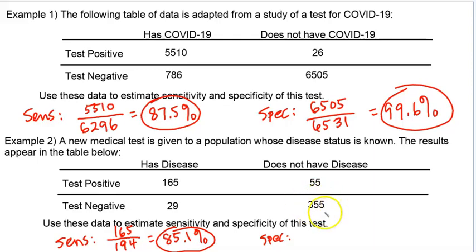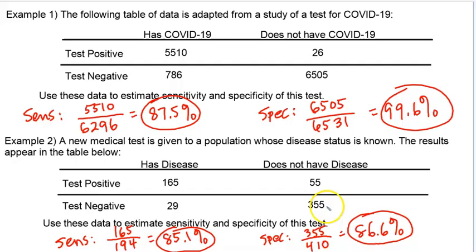And then the specificity, measuring the ability of the test to accurately detect those who do not have the disease. Well, it did that for 355 people, but there was a total of 410 people tested. And it missed, in other words, these 55. So when we do the percentage, it accurately spotted the absence of disease about 87% of the time of the people that took the test. All right, those are some examples of looking at table data and calculating sensitivity and specificity.